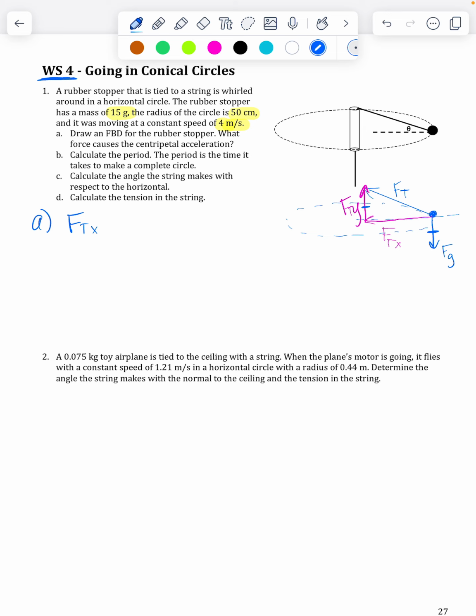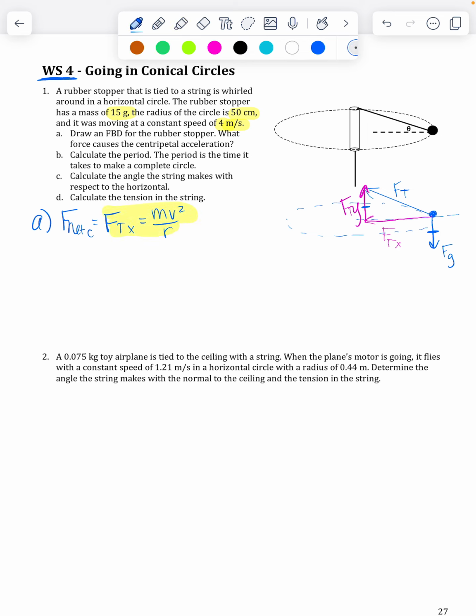Part B says calculate the period. Period's the time it takes to make a complete circle. So before I jump to B, I do want to write an F net C equation. I'm going to add that here with my FTX. I'm going to say F net centripetal is equal to that FTX. And we always set that equal to mv squared over r. All right, so that is our F net C equation, so we're good there.